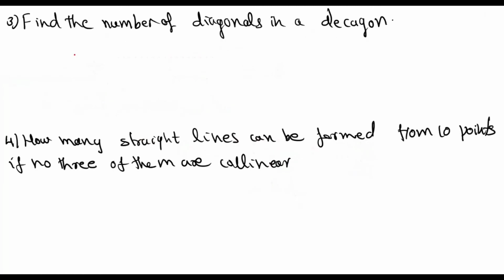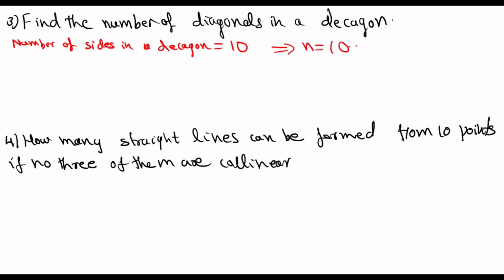Okay, see the next question, find the number of diagonals in a decagon. Okay, you need to find the number of diagonals in a decagon. First write number of sides in a decagon is equal to 10. Deca means 10, right? So number of vertices are number of sides in a decagon is equal to 10. This implies our n value, number of sides n, that means n value is equal to 10. Okay, write the formula.